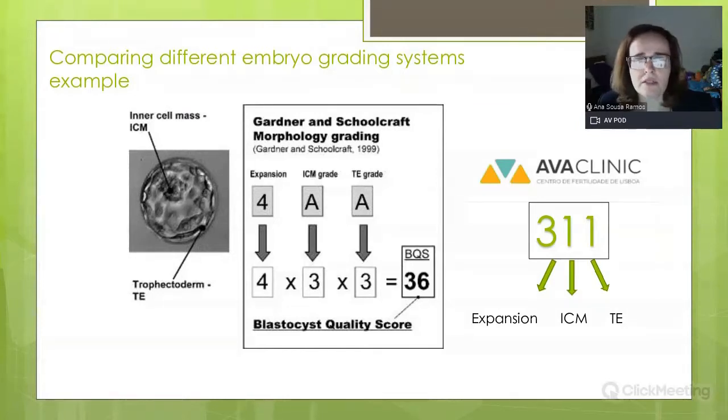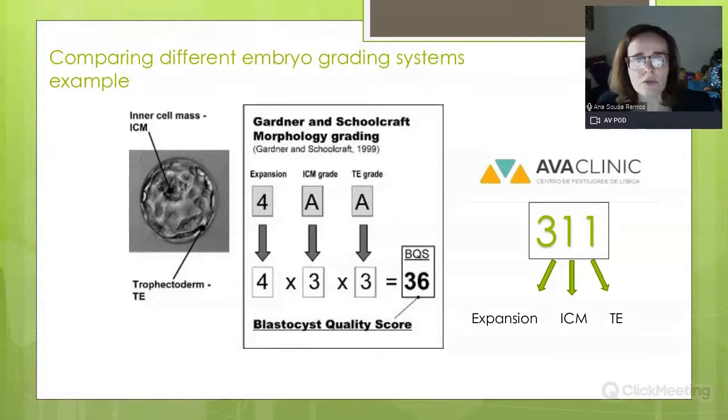Regarding Gardner's system from 1999, imagine he classified the blastocyst with a very good expansion. We are classifying this blastocyst in the image that you can see. It's a very good expansion, large. The zona pellucida, that is the membrane all around the cell that protects the embryo, is very thin before it does the hatch.